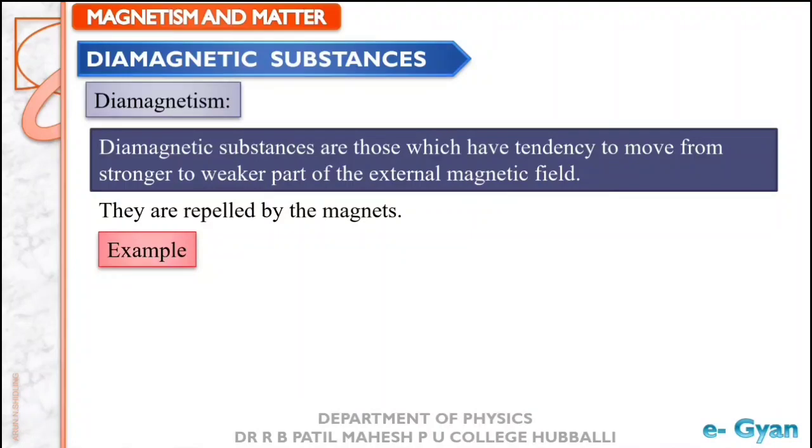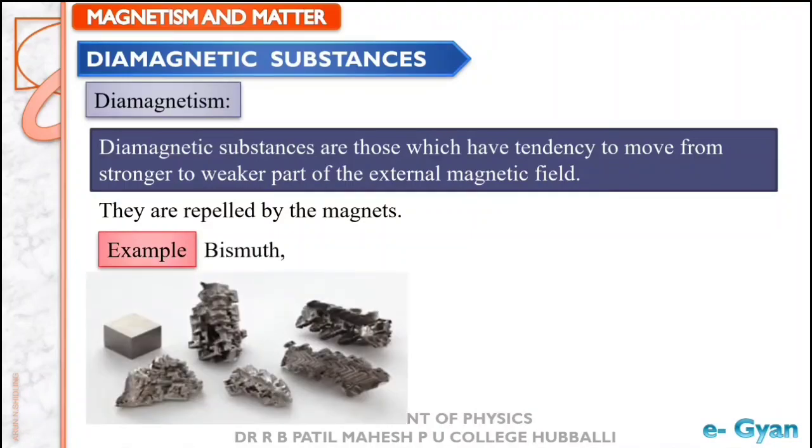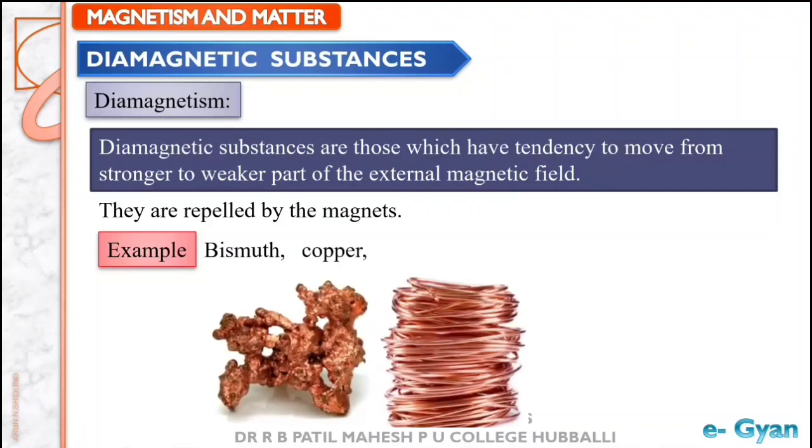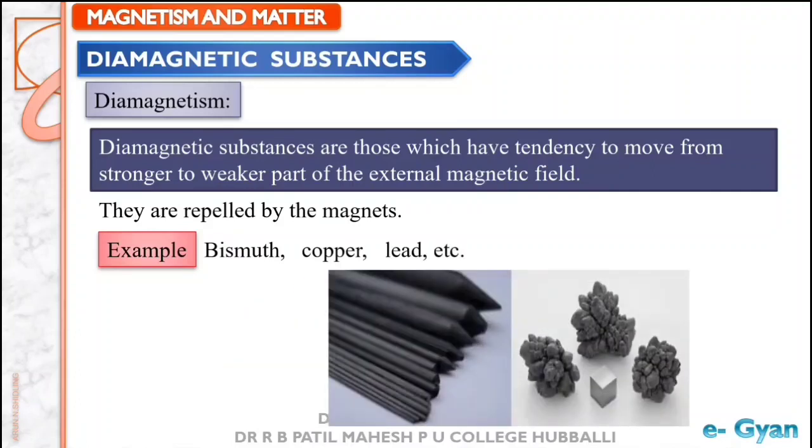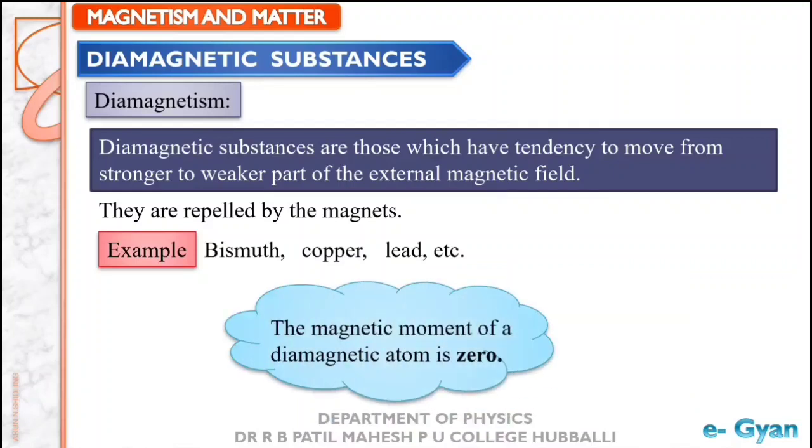Examples for diamagnetic substances are bismuth, copper and lead, etc. Let us also note that the magnetic moment of a diamagnetic atom is zero. They do not possess any magnetic moment at atomic scale.